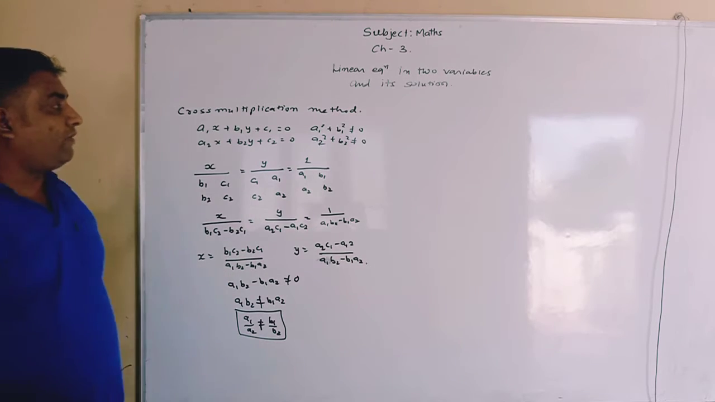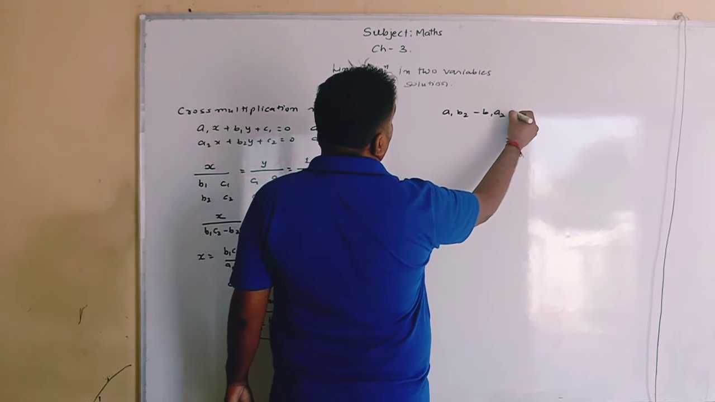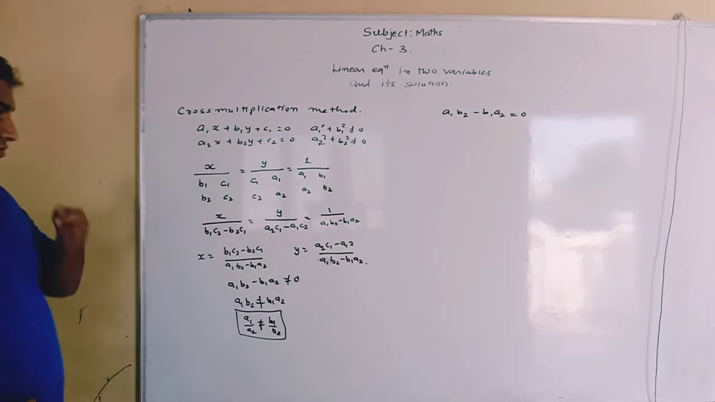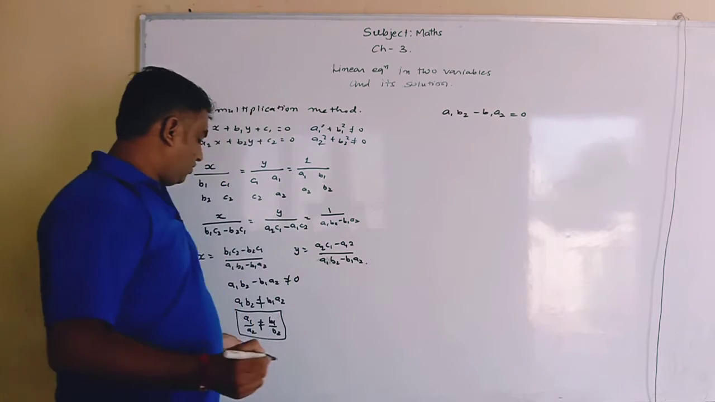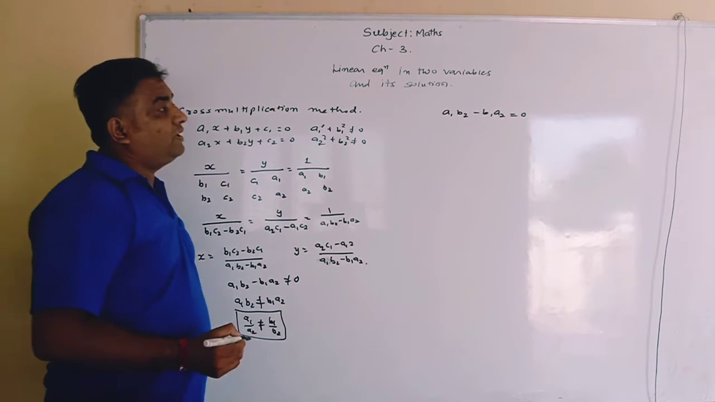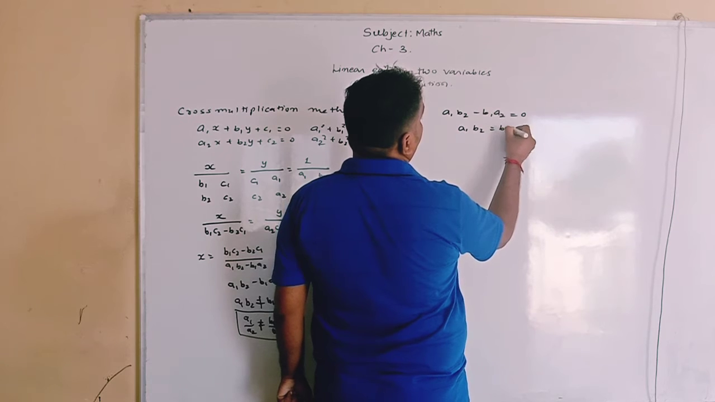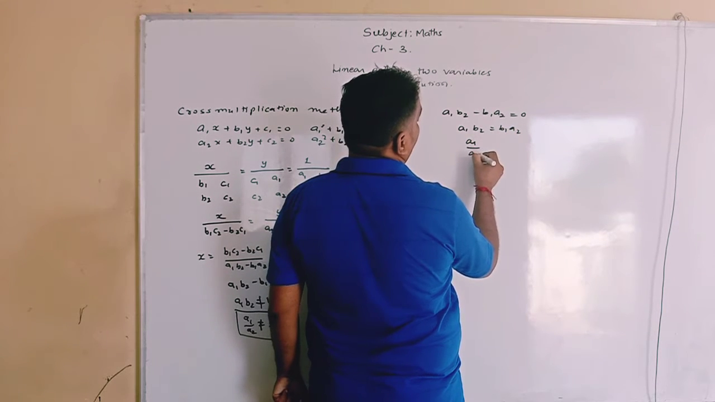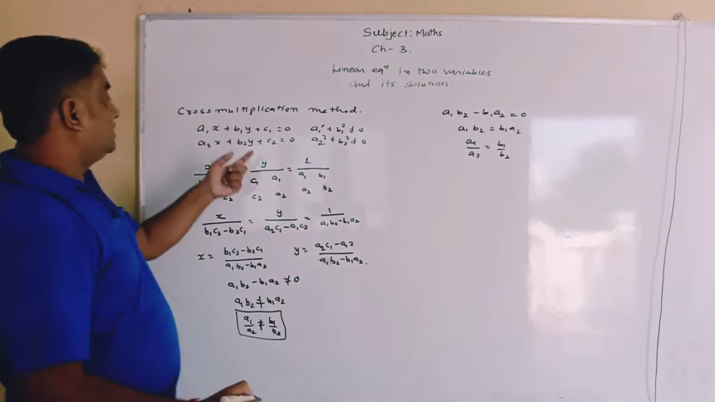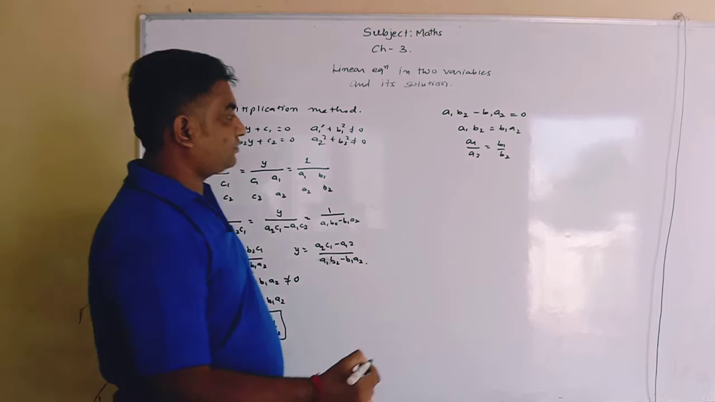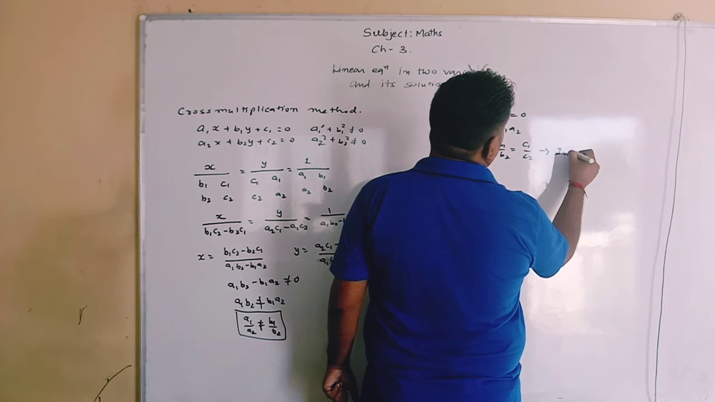Now if a1 b2 minus b1 a2 is equal to 0, then we have one more condition. We can write a1 b2 equals b1 a2, and so a1 by a2 equals b1 by b2. Now if in the third ratio c1 by c2 also comes equal, then it has infinitely many solutions.